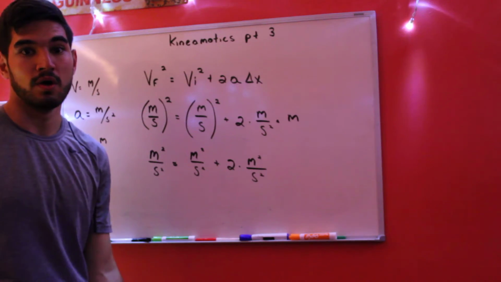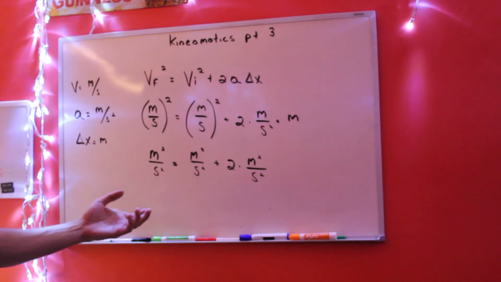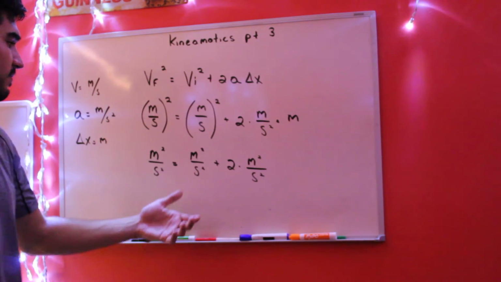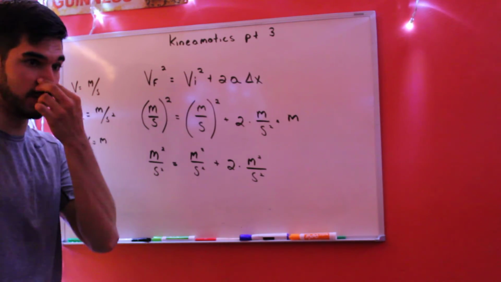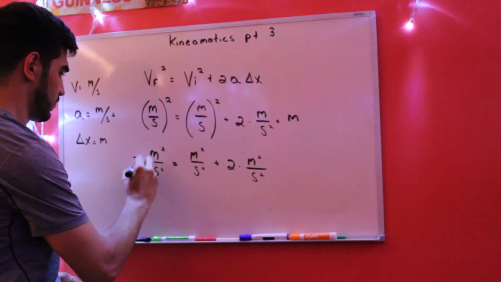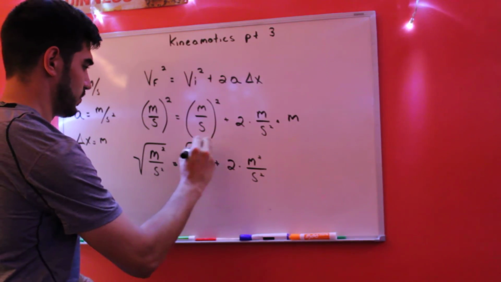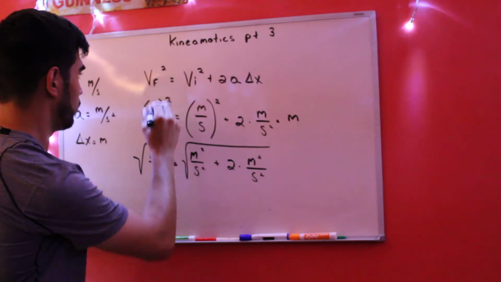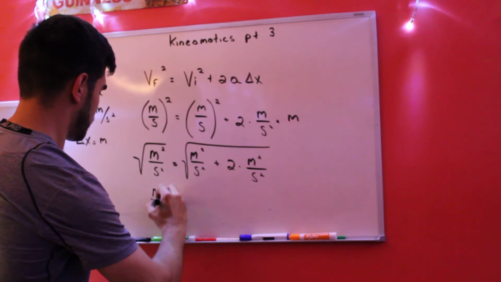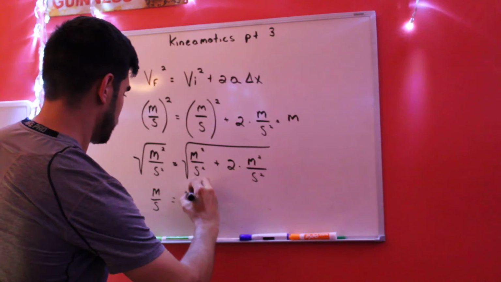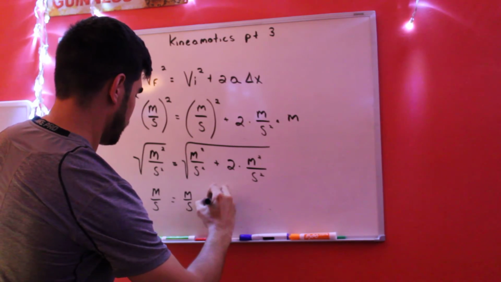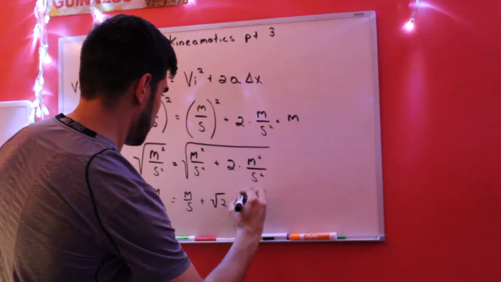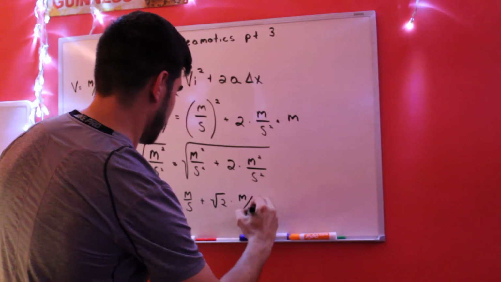Now, obviously you can factor this out. You take the square root of it. You take the square root of any of this, and what you do to one side you do to the other. Take the square root here, take the square root here, and boom, what do we got? Oh, right, a velocity. Meters per second equals meters per second plus square root of 2 times meters per second.